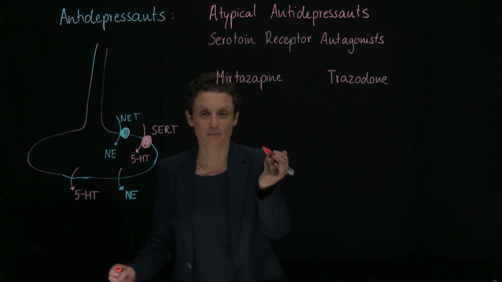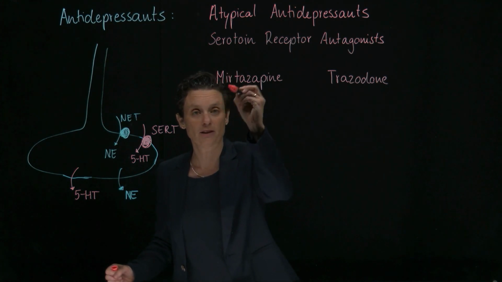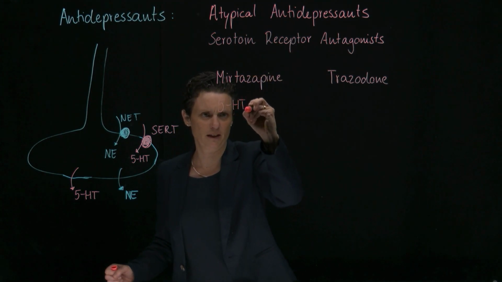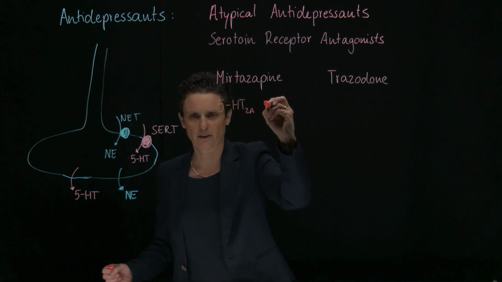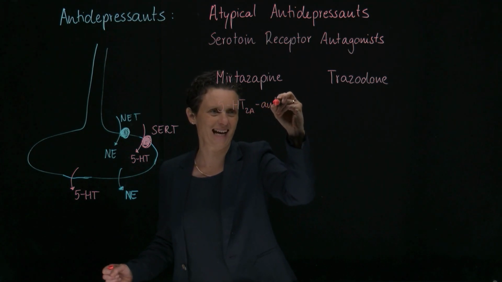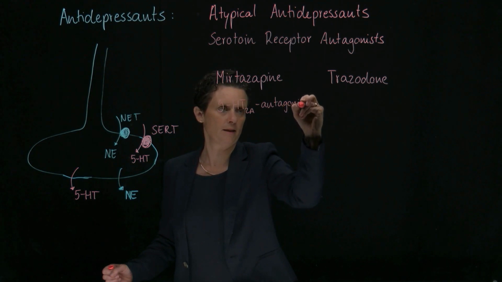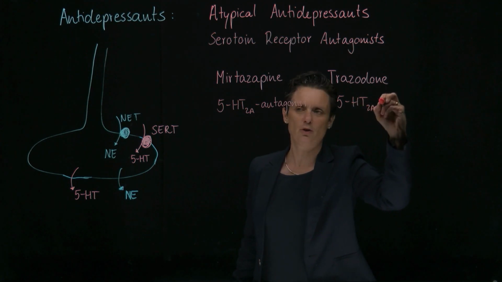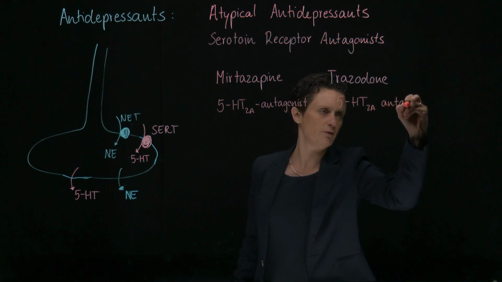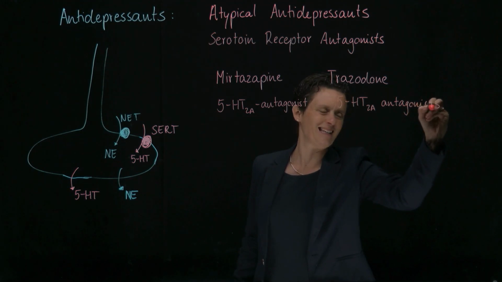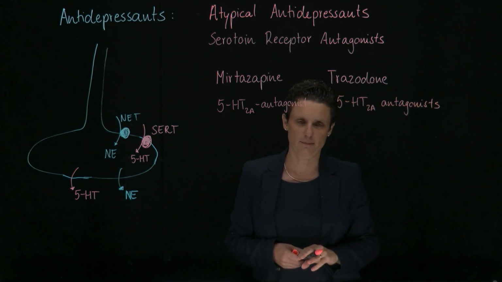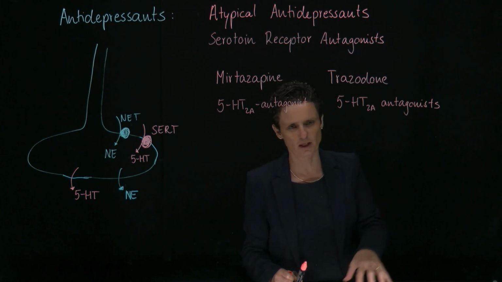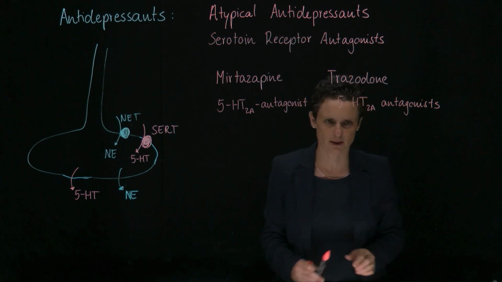What they have in common is their mechanism of action, in part because they are serotonin receptor antagonists. They block a very specific serotonin receptor, this 5-HT2A receptor, so antagonist. And that's the same for trazodone. They have this because it turns out that this receptor is involved in depression. If you block it, that helps. This is a postsynaptic serotonergic receptor. There are plenty of different subtypes of serotonergic receptor, pre and postsynaptic. This is a postsynaptic receptor.